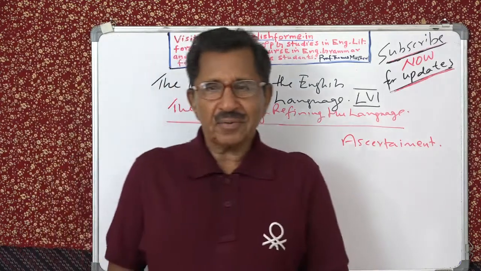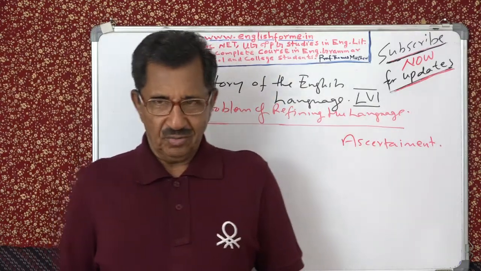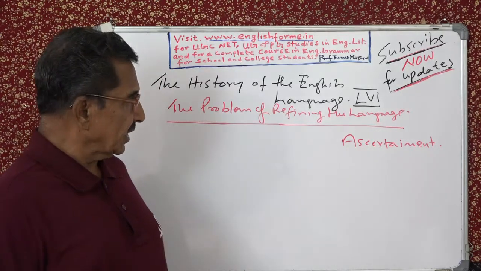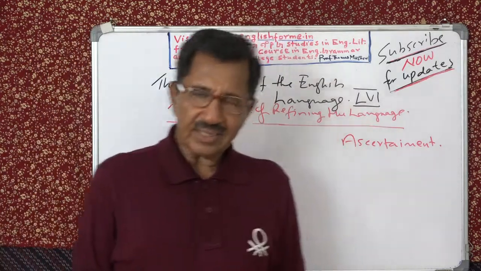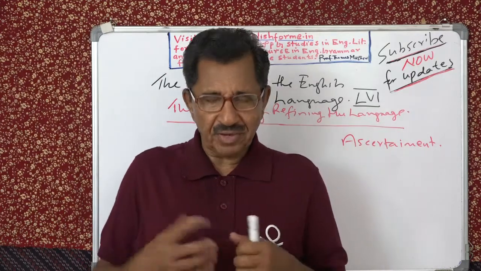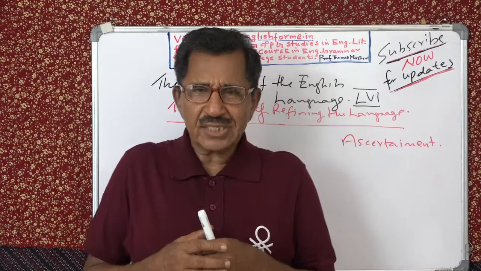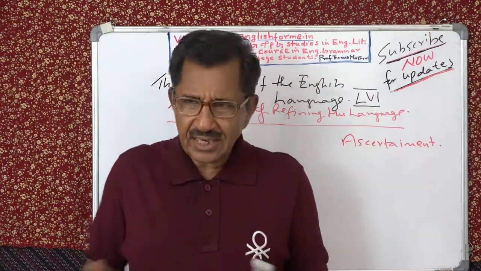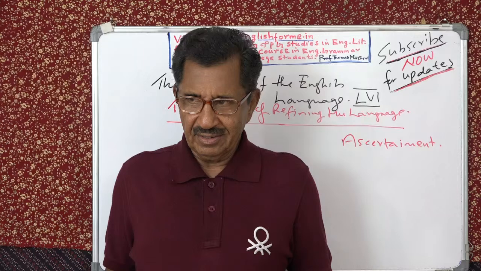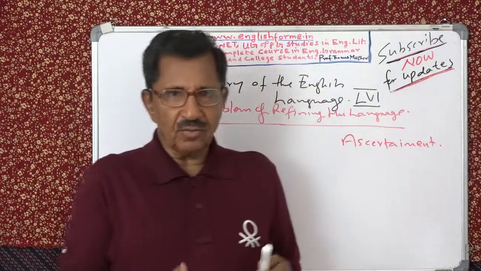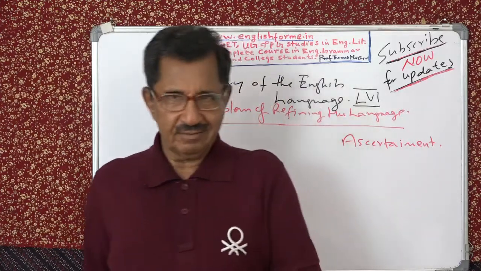Now, what were some of these faults? Why do we have this problem of refining the language? Why has it come up? Because, for one thing, there was no certainty. Uncertainty prevailed everywhere. The people did not know whether to use this or that.